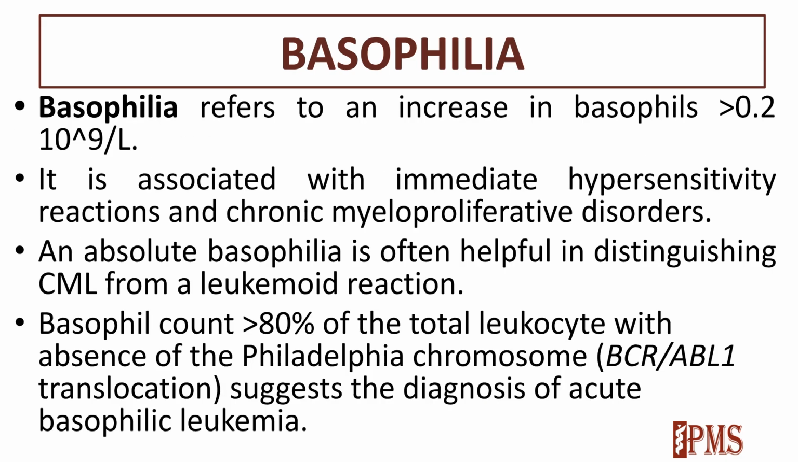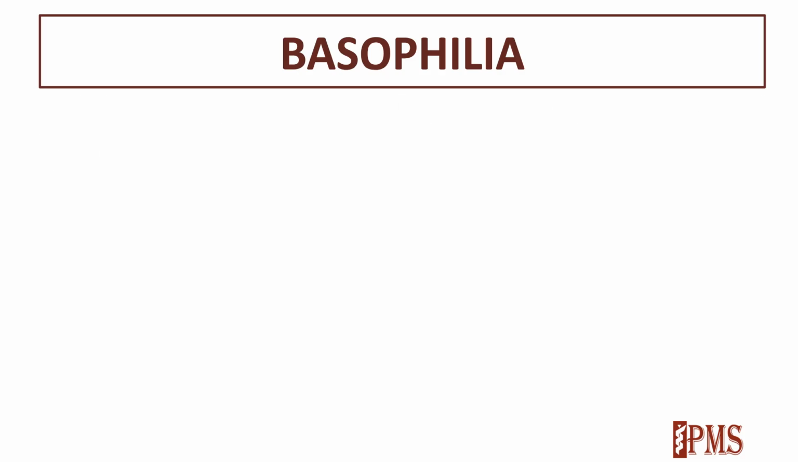Basophilia is an increase in basophils greater than 0.2 times 10 to the power of 9 per liter. It is linked to immediate hypersensitivity reactions and chronic myeloproliferative disorders. Absolute basophilia can help distinguish chronic myeloid leukemia from a leukemoid reaction.